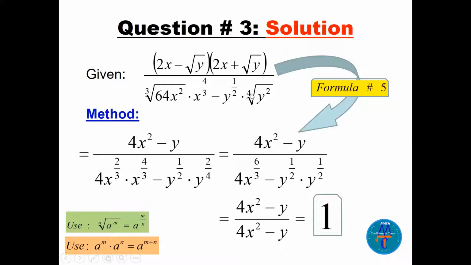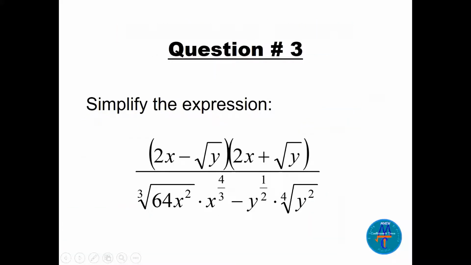The y power, we leave it: the 4th root of y squared is y to the power 2 over 4, which is half. Half and half is 1, and 6 over 3 is 2. So what do I get? In the numerator, 4x squared minus y. In the denominator, 4x squared minus y, which is the same quantity. So I can cancel the whole thing, and it equals 1. The answer for all this is 1, believe it or not. I will show you again. This is question number 3, and the whole answer here is equal to 1, believe it or not.